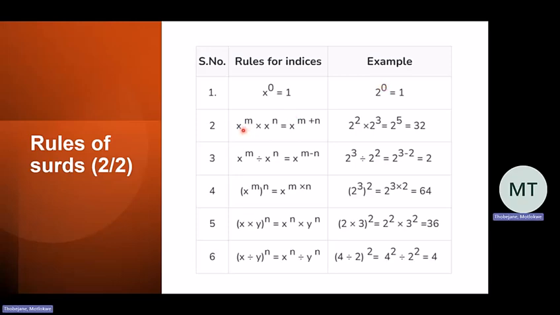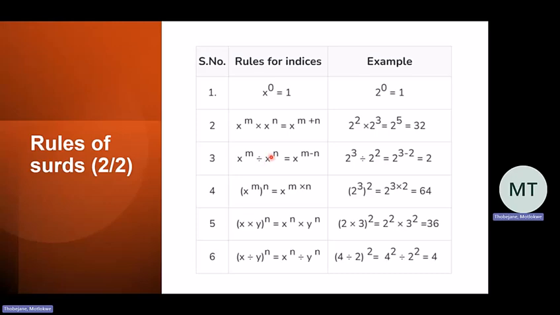Similar thing here. If x to the power of m times x to the power of n is equal to x to the power of m plus n, right? However, the important thing here is that this only works if the base is the same. If it's 2, it should be 2 here. If it's 10, it's 10. If it's 2 and 6, this rule will not apply.